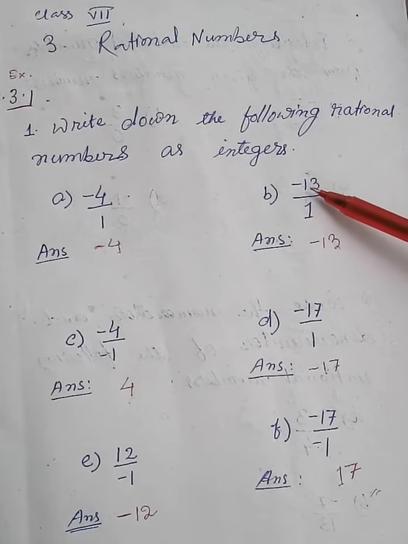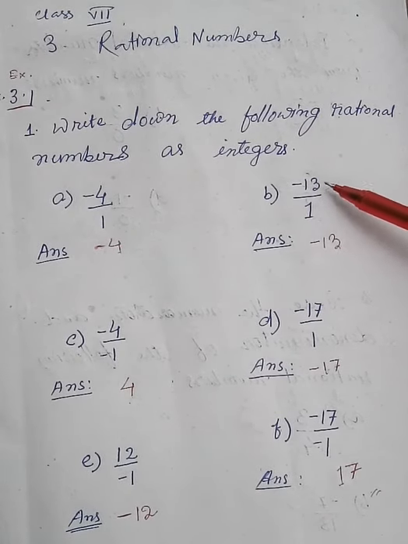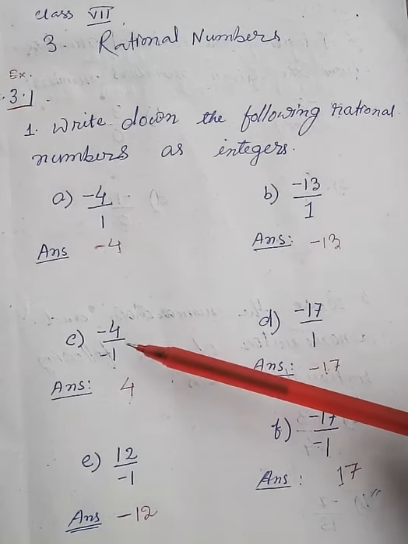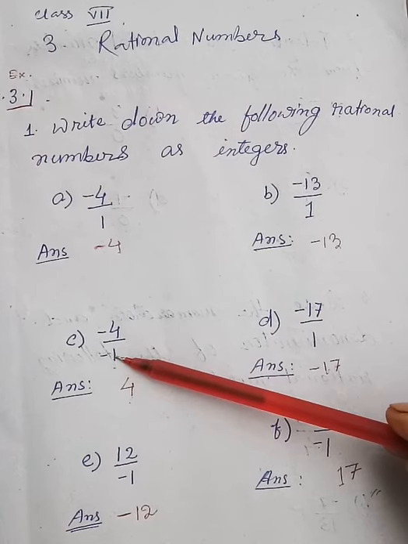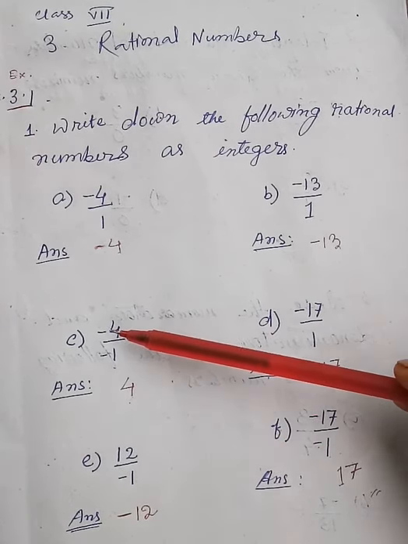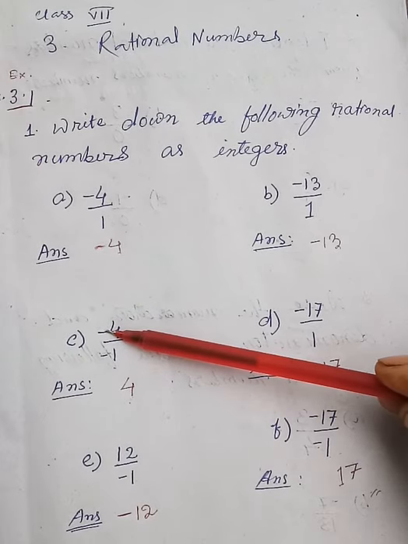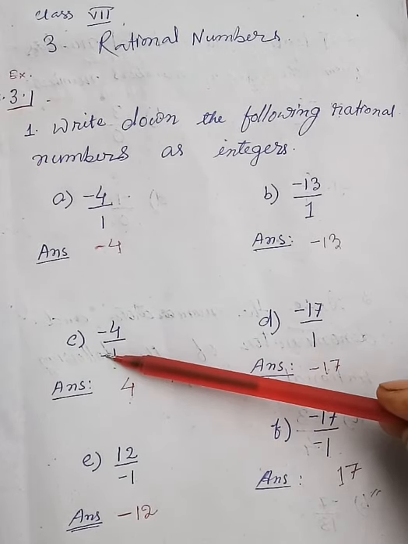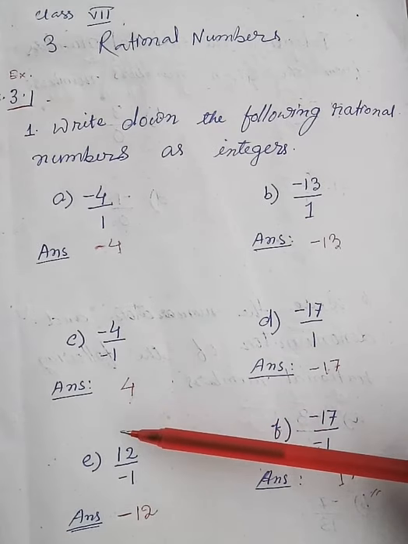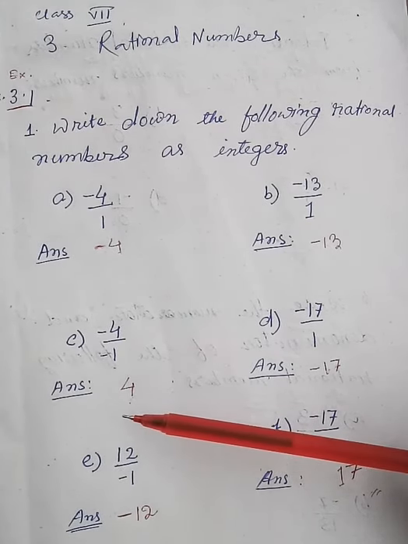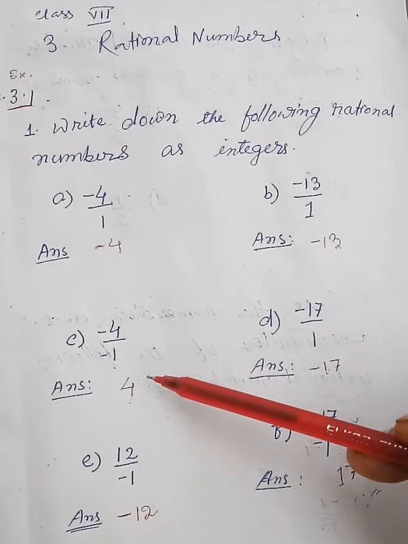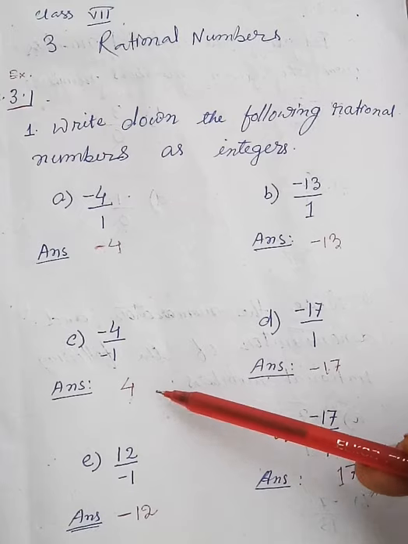Similarly, minus 13 by 1, you need not show the 1, directly write minus 13. And here minus 4 by minus 1, you have to show the 4 here. But one thing you remember, minus in numerator, minus in denominator, you have to show it as positive, because minus minus is plus. So it will be a positive integer.